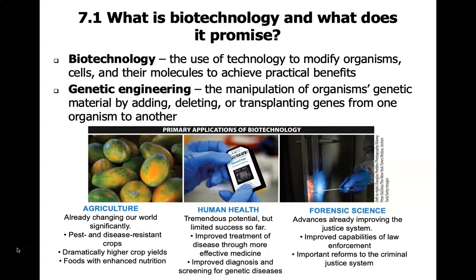Three of the big ways that biotechnology helps us are in agriculture, human health, and forensic science. In agriculture, we use biotechnology to make pest and disease resistant crops, to increase crop yields, and to enhance the nutritional value of our foods. So you can see that there are a lot of practical benefits to this for farmers, for general populations, and then of course there are some risks that go along with biotechnology. So we'll talk about that a little bit as well.